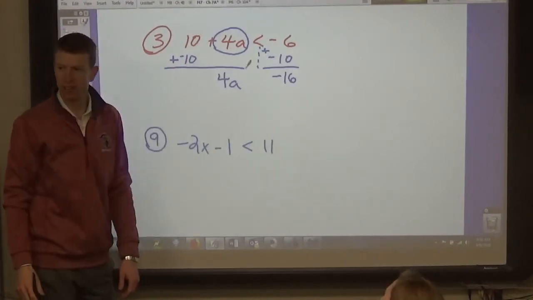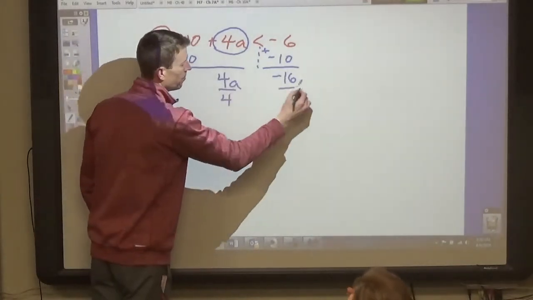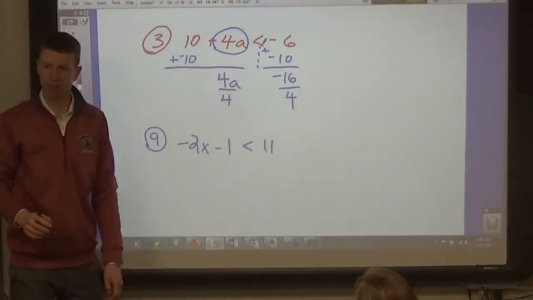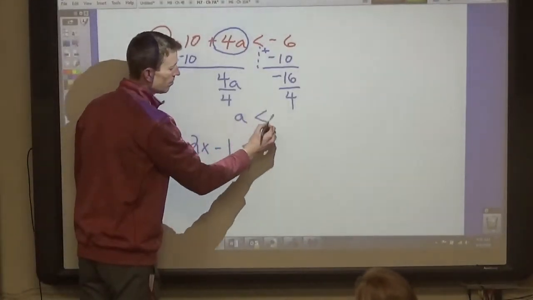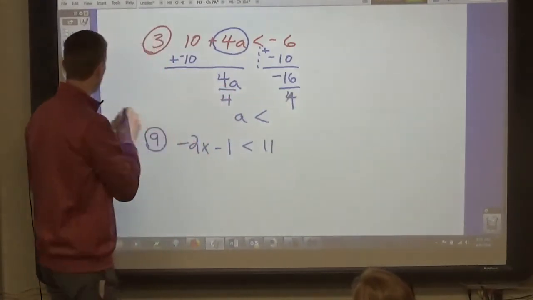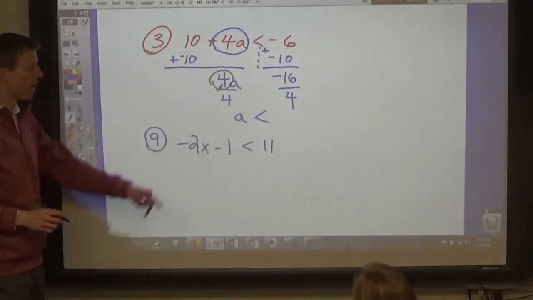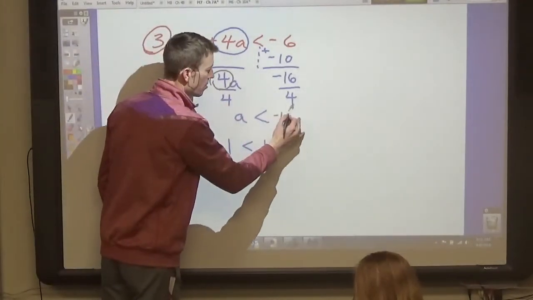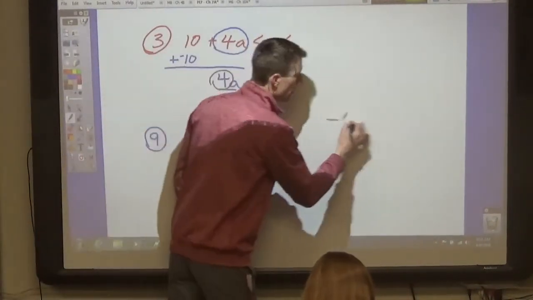How do you solve it now? Divide both sides by 4. Should we keep the sign the same direction? Why? Yeah, because this is positive 4a. It's not negative 4a, it's positive 4a. We have to divide by a positive to get the solution. So this is the solution, and now you have to graph it.